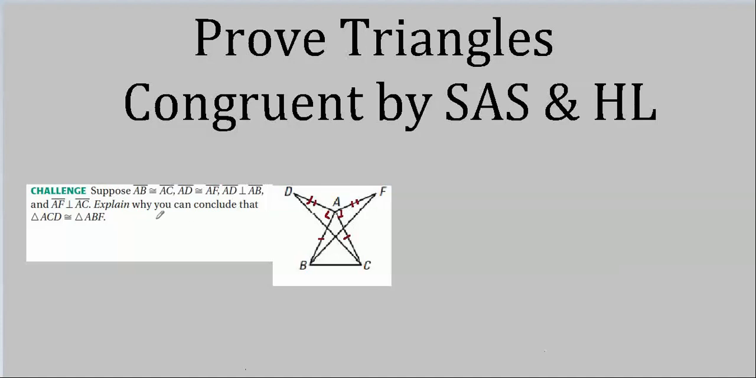Now, can we conclude that ACD, oh, I see, okay. Yeah, they're really messing us up here. These are overlapping triangles, I believe. ACD is congruent to ABF.